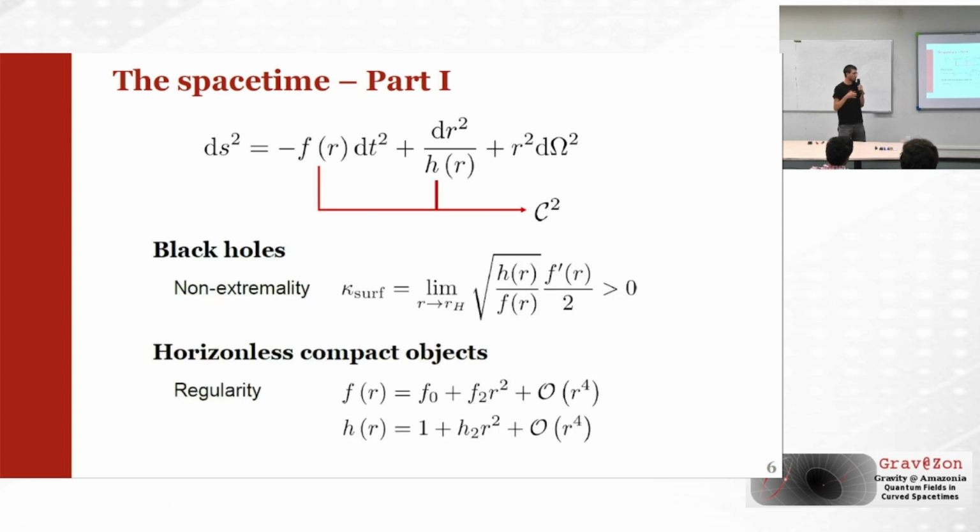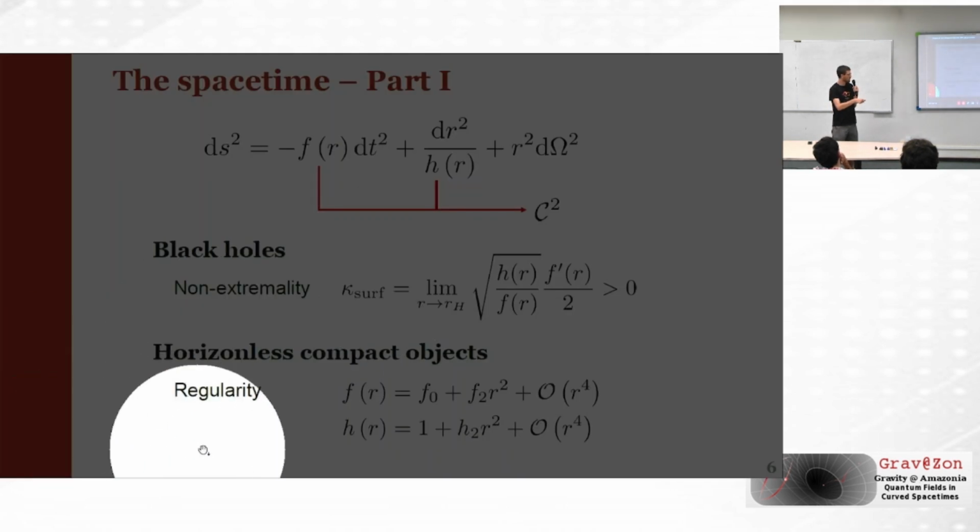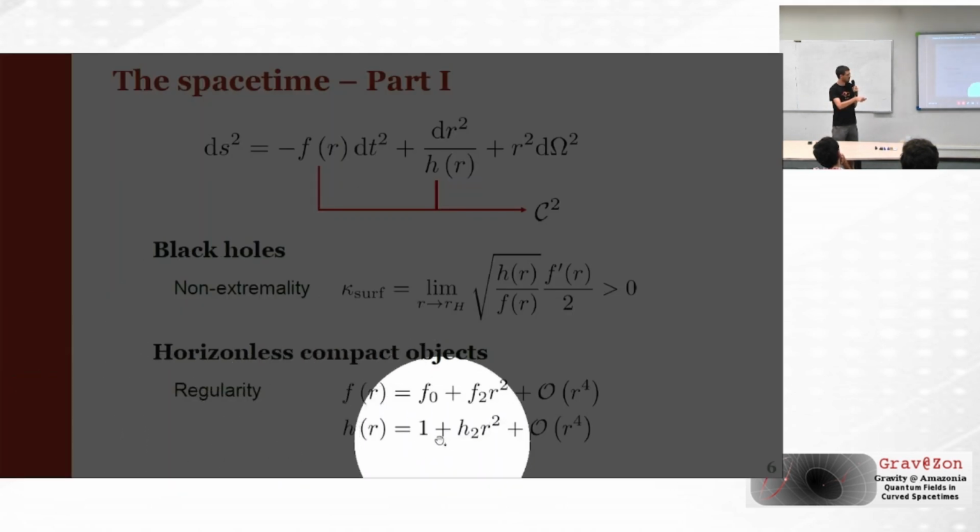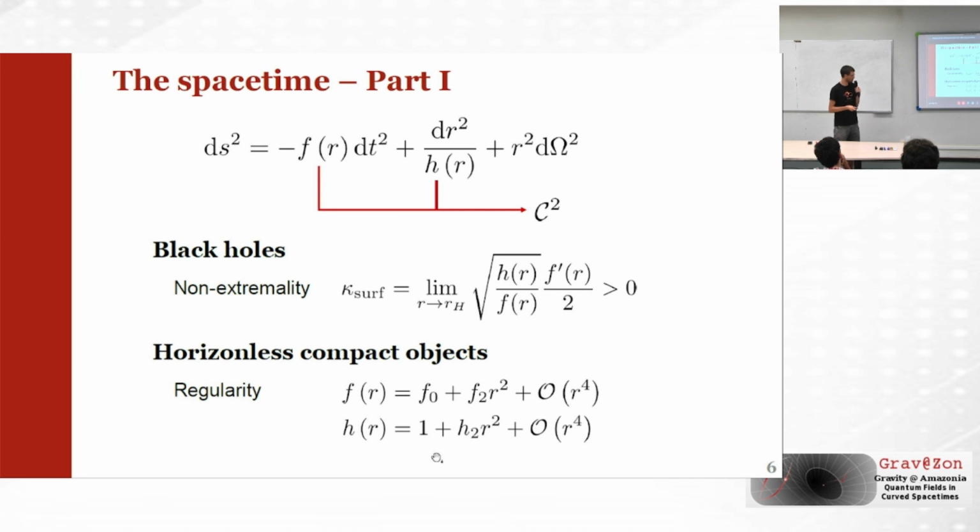And we will be considering spacetimes of this form harboring both black holes and horizonless compact objects. In the case of black holes, we want them to be non-extremal, meaning that they have a strictly positive surface gravity. And in the case of horizonless compact objects, we want them to be regular at the origin, which constrains the Maclaurin expansions of the metric functions f and h of r, like this, with no linear coefficient in this series expansion.